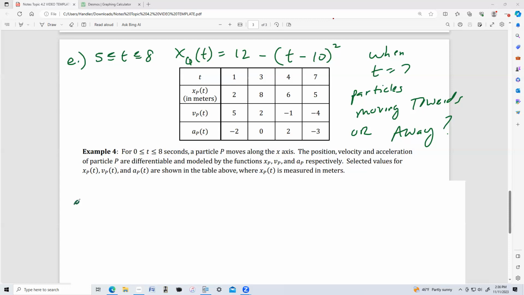Where are they? It said that we're only looking from times 5 to 8. That was the stipulation of this problem. So I'm going to start a number line, and I'm just going to go 5, 6, 7, 8. That's all I need because it was a restricted time domain. It says at time 7, where are the particles at time 7? Okay, so let's find out. At time 7, this is actually not the way to do this.